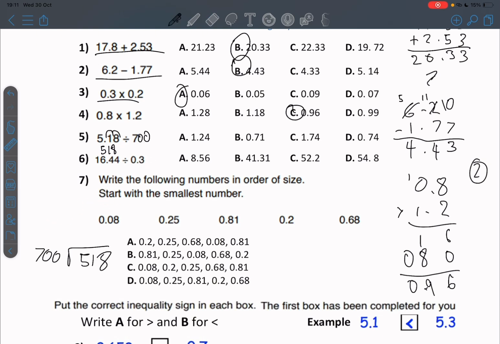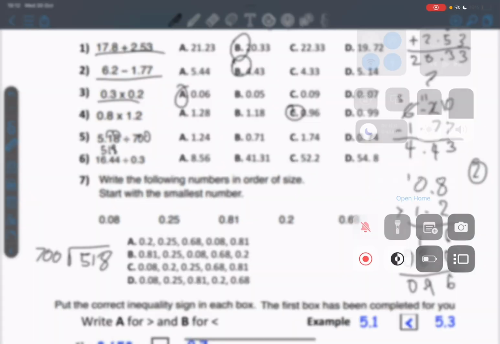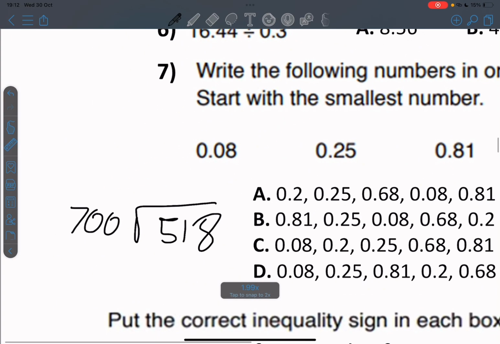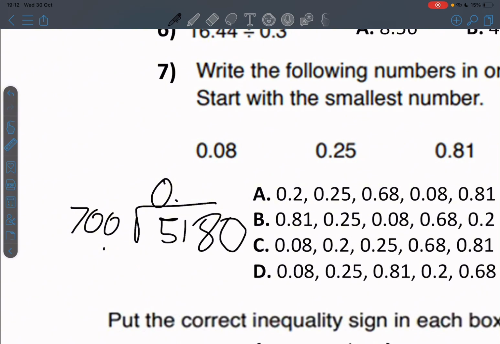Now we can do the bus stop method, right? So if you remember the bus stop method, whenever you have a number that is too big and it doesn't go into this, you have to start off with a 0 point. And what we can do with that is we can add a 0 to this, and now we can ask how many times does 7 go into here. The reason we can do that is whenever you add a decimal point like that, you can add as many zeros as you want to the bus stop. Okay, so how many times does 700 go into 5180?